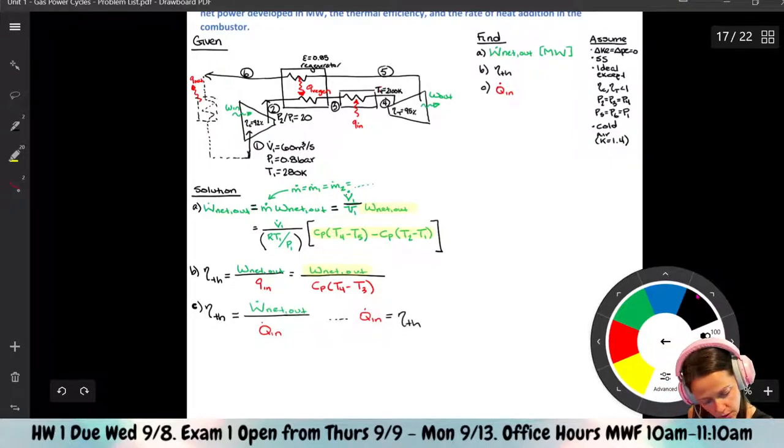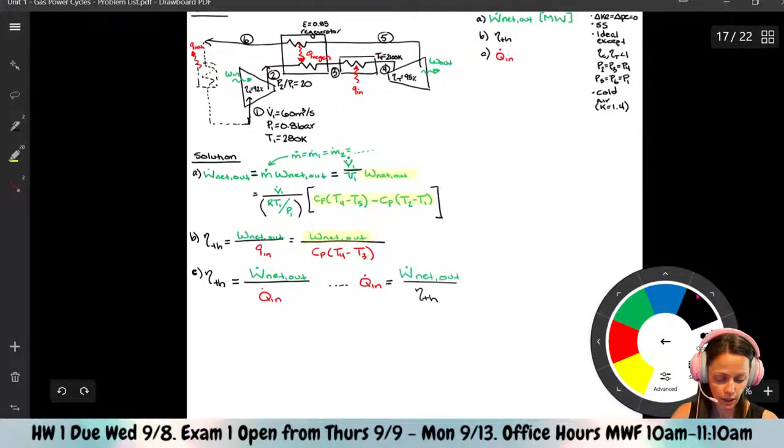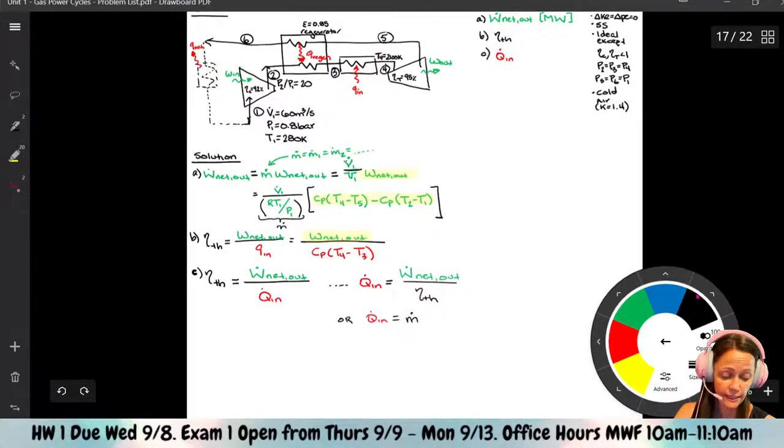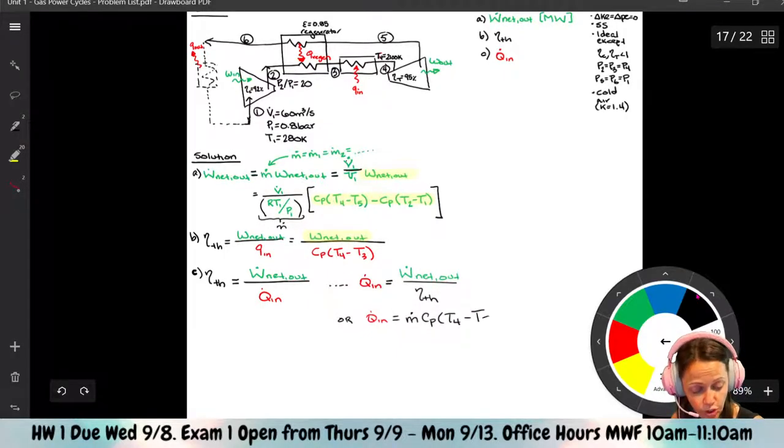Yeah. So you could absolutely do that. If you didn't catch that, this is your M dot. And so you could say that Q dot in is equal to M dot, which you've defined up there in part A, times your CP times T4 minus T3. And either one should get you the exact same thing.